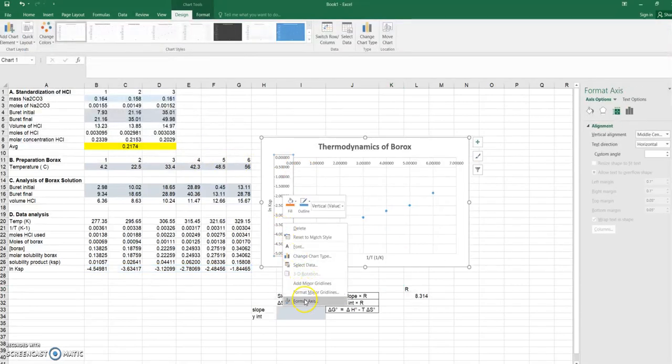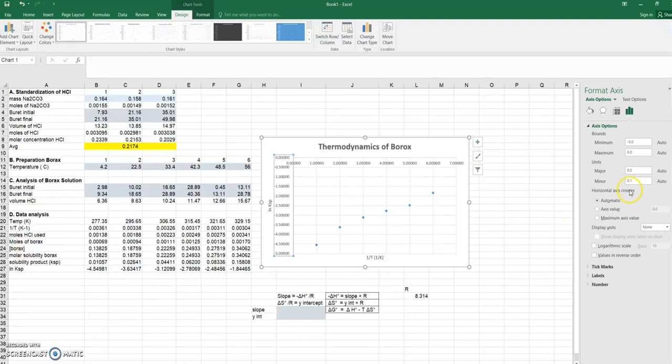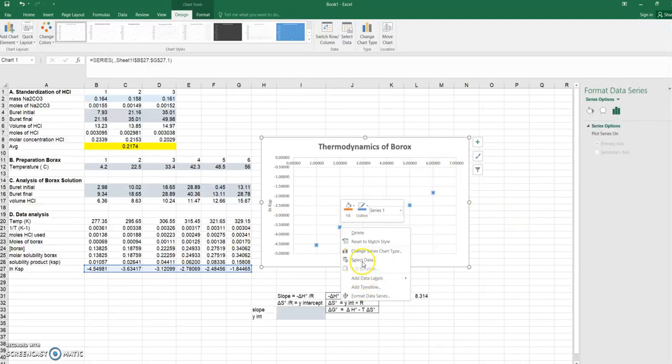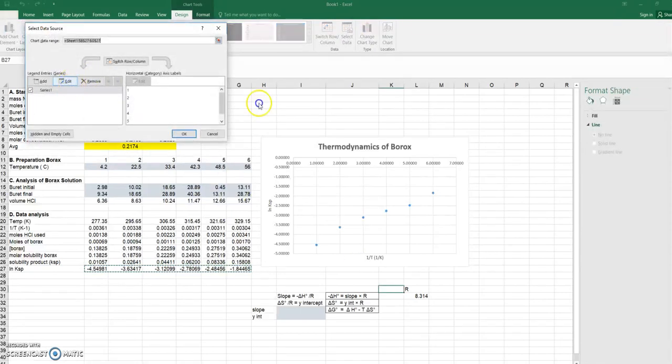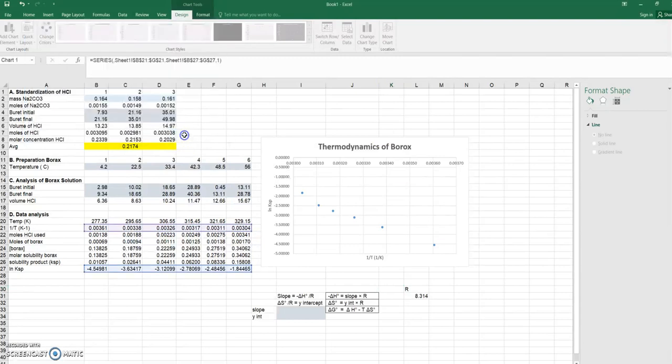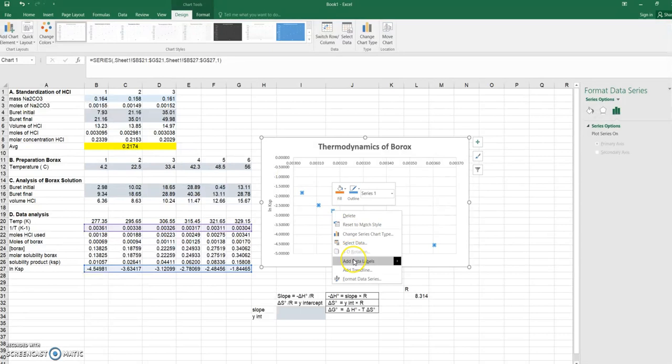You can change the axis so that you don't have as many decimals if you want, or you can just leave it if you don't want to mess with that. That's fine. I'm going to switch my data on me again. So I'm just going to go back and select my data again. Okay, so what you want to do is your trend line. So add trend line.